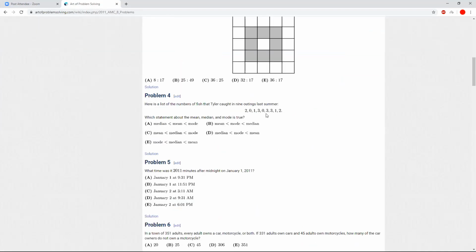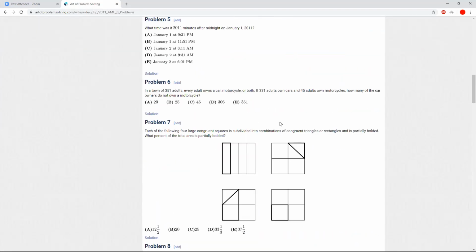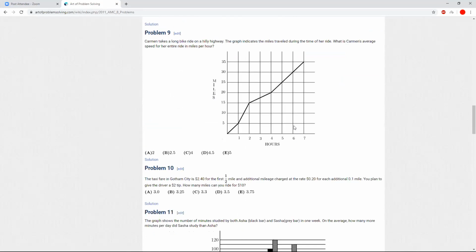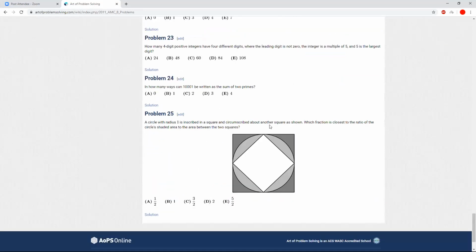Now you guys can just choose a question. I can do any of these, I think, hopefully. Oh, is the volume low? Oh, you guys all want 25? All right, let me see if I can solve this one. It says a circle with radius 1 is inscribed in a square and circumscribed around another square, as shown. Which fraction is closest to the ratio of the circle's shaded area to the area between the two squares?